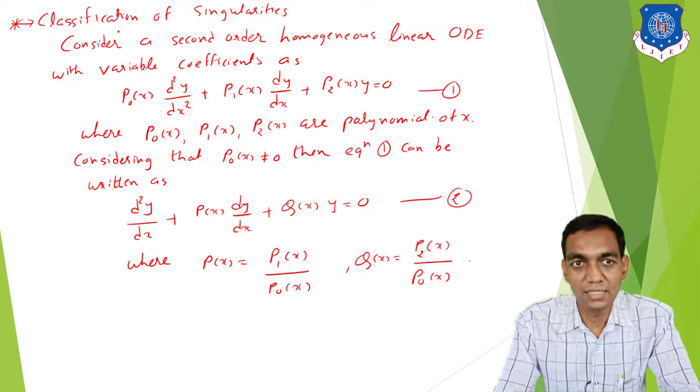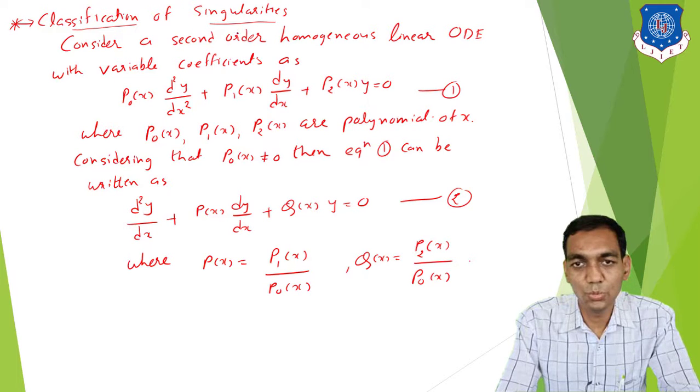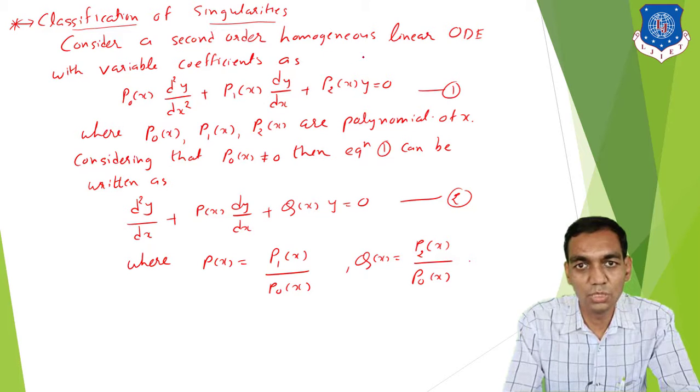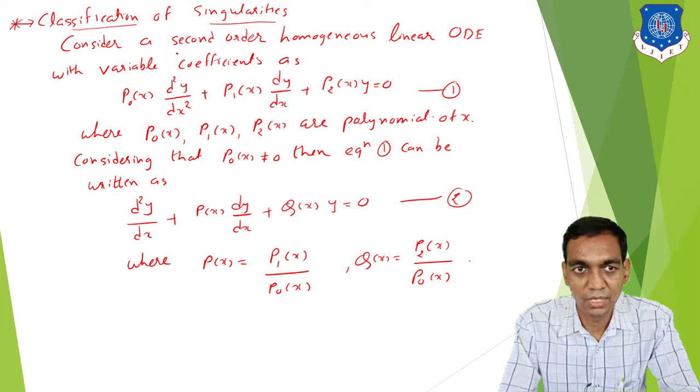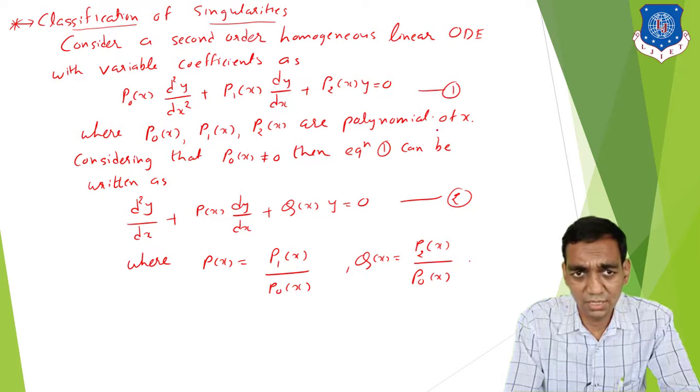Now, classification of singularities. Before going on to the singularities, we are defining the second order homogeneous linear ordinary differential equation with variable coefficients. Now, see, here we have written the second order differential equation: P0(x) d square y by dx square plus P1(x) into dy by dx plus P2(x) into y is equal to 0. This is equation number 1, where P0, P1 and P2 are polynomials of x. It is not necessary that they are only polynomials, they can be any functions of x.